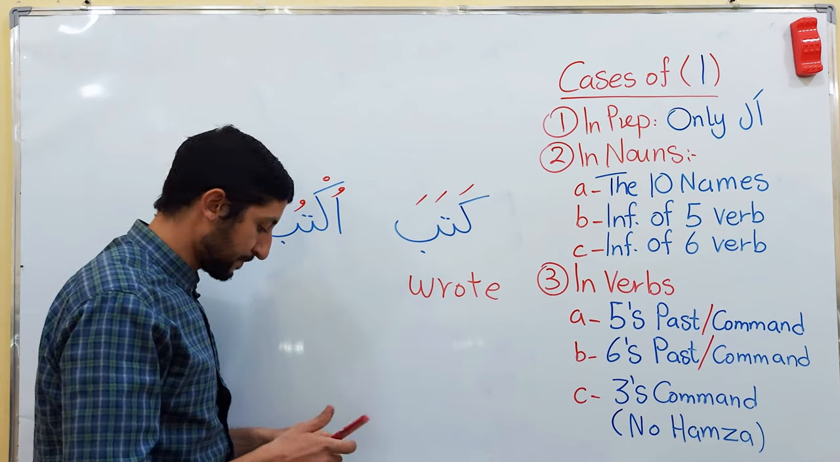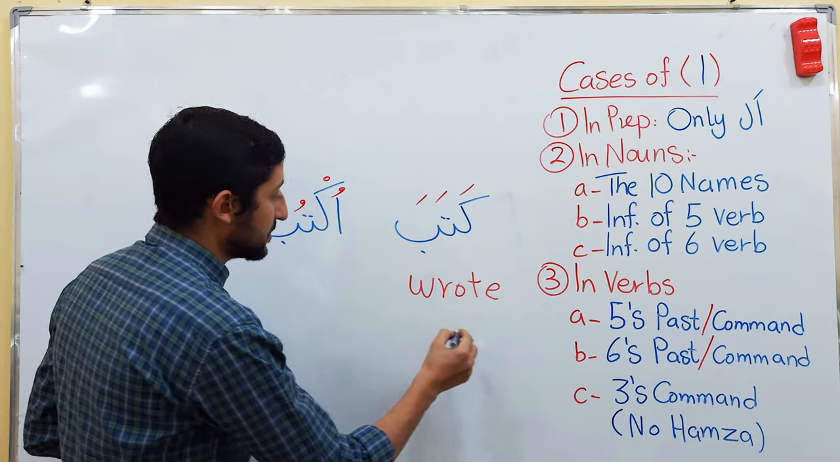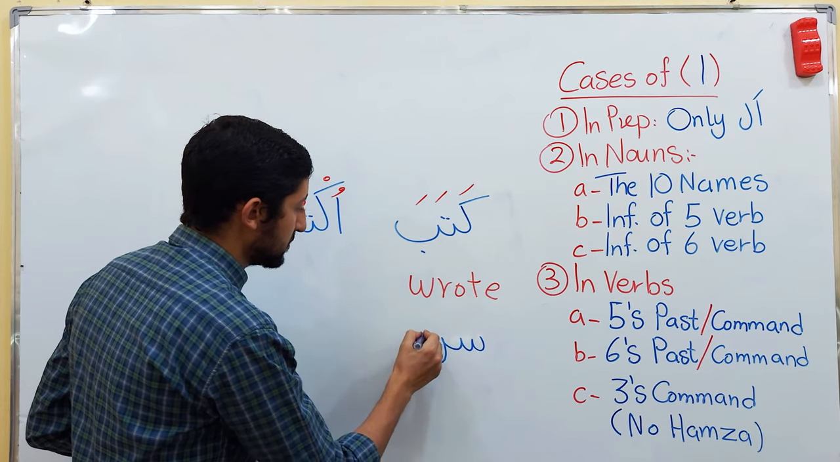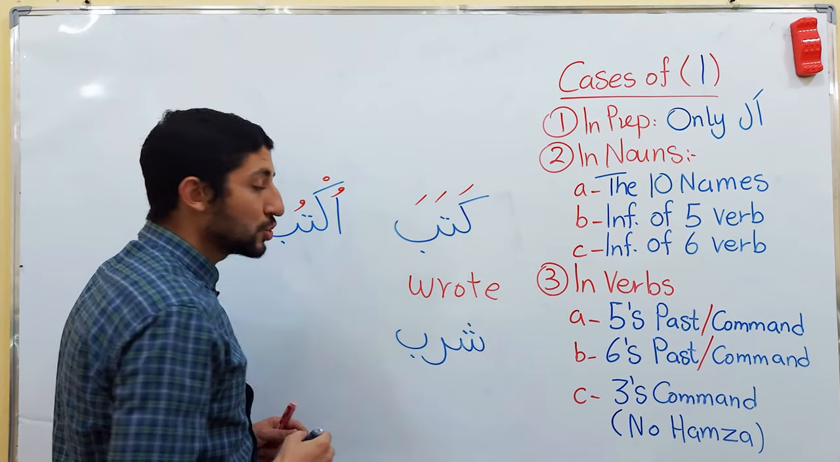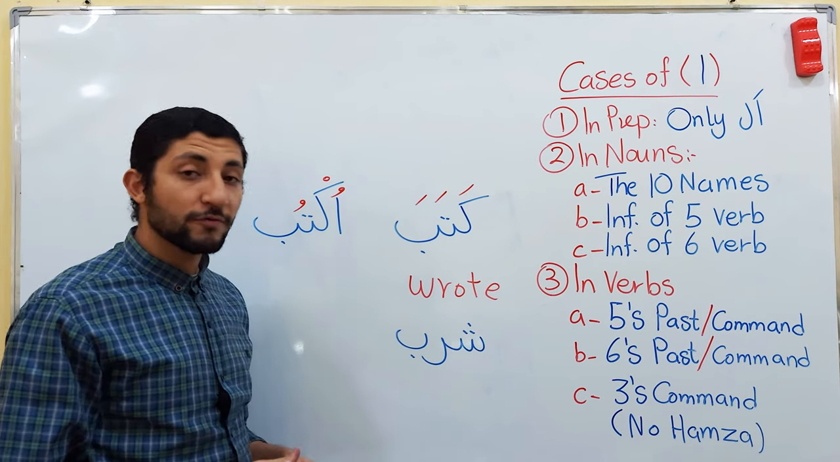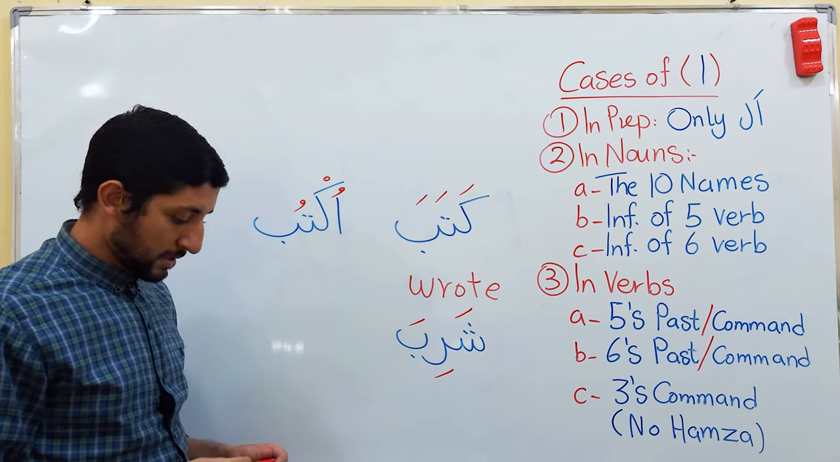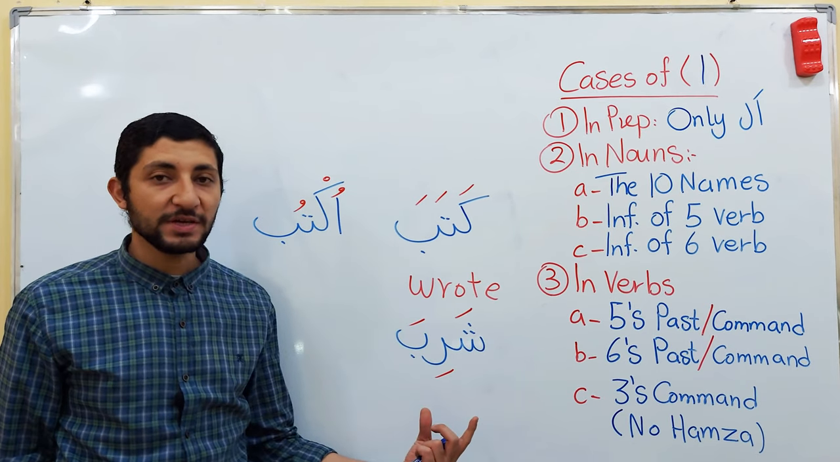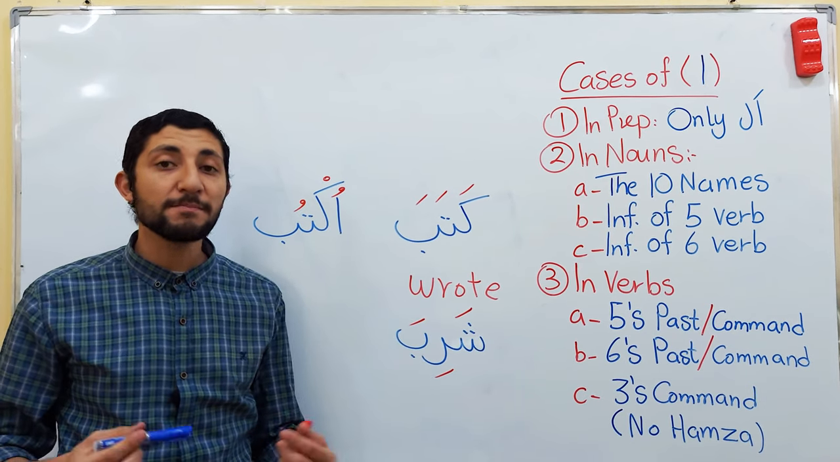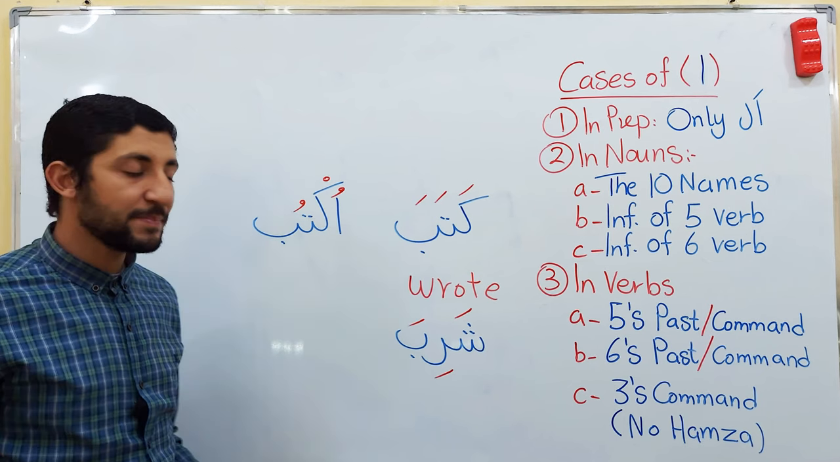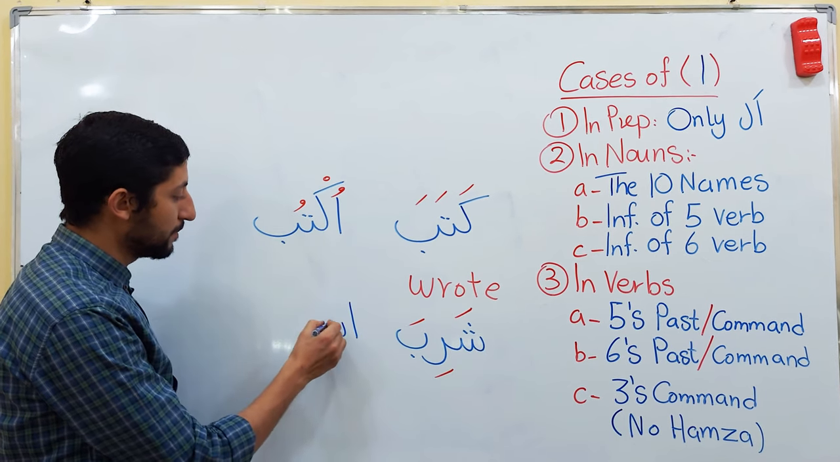Another example, شرب, drank. It is the past of the verb drink. شرب. Okay, as you can see, there is no ألف here. But whenever I want to get the command of this verb, it will appear. اشرب.